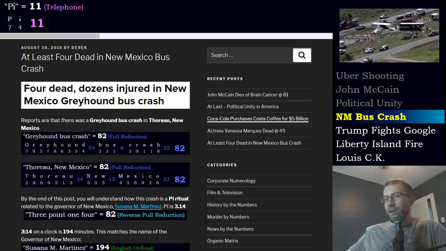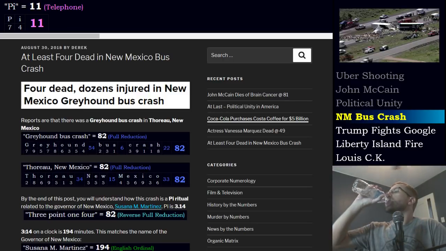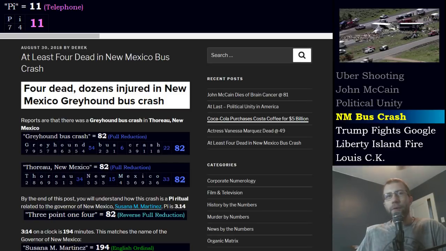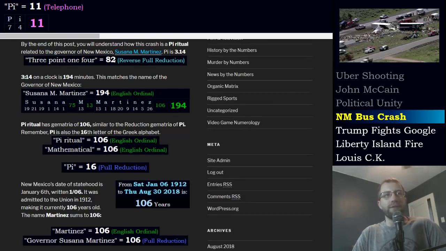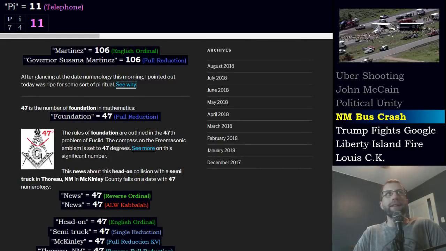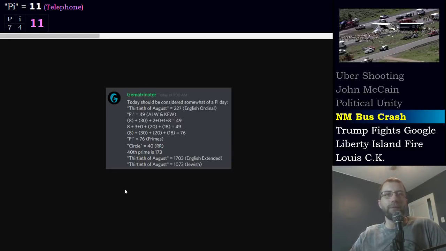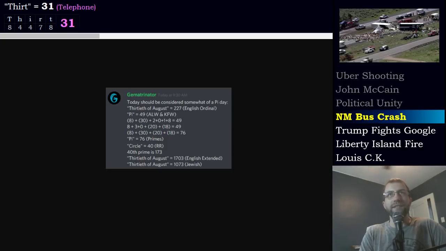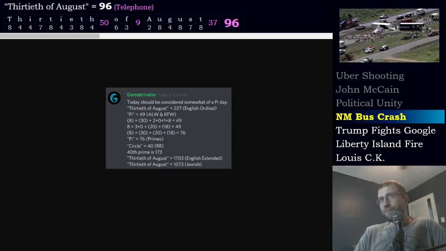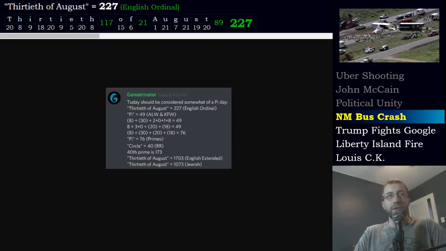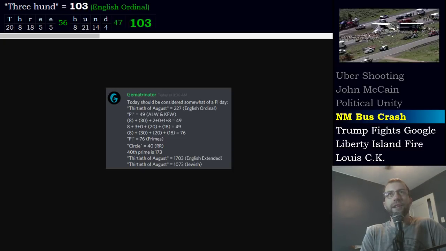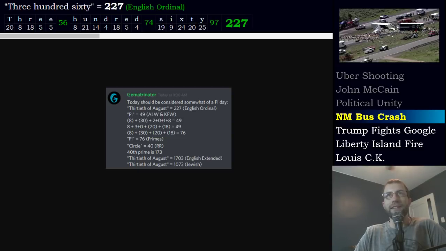All right, a couple more news by the numbers stories to look at before we go into break, and this one is big. What I want to point out about this, before I really get into the numerology of this, is that when I woke up that morning, I glanced at the date numerology just to try and get a feel of what's going on, right? I said, hey, today is a major pi day. It was the 30th of August. 30th of August equals 227 alphabetic order. Just like the number of degrees in a circle, 360. 22 divided by 7 equals pi, remember.